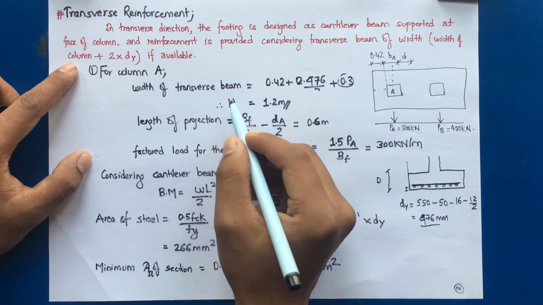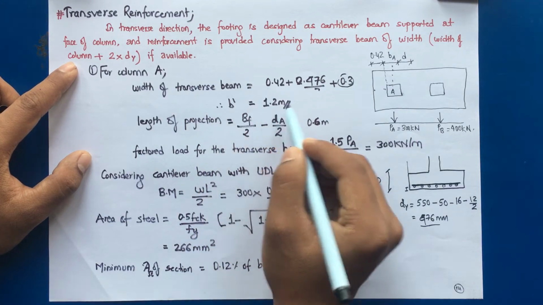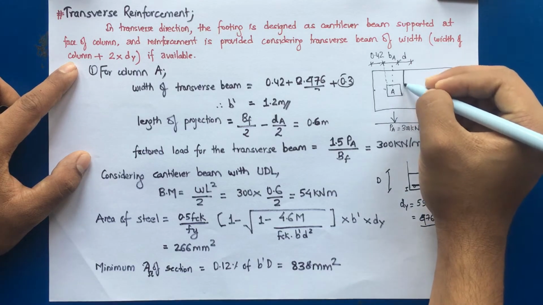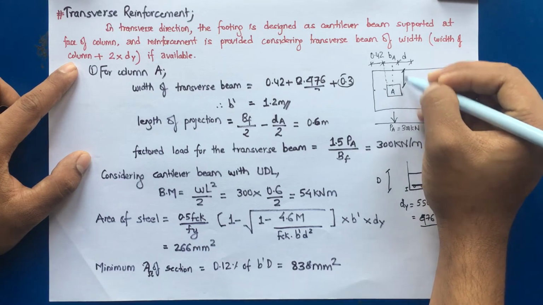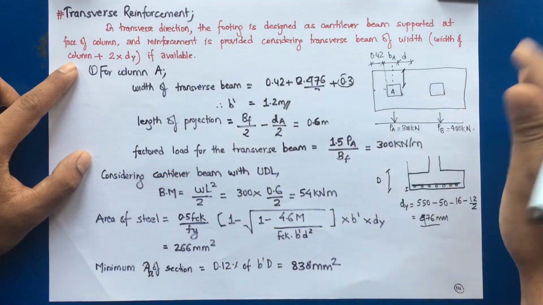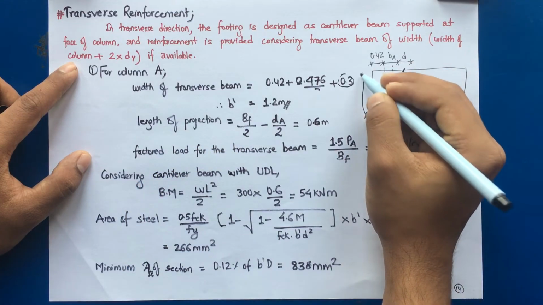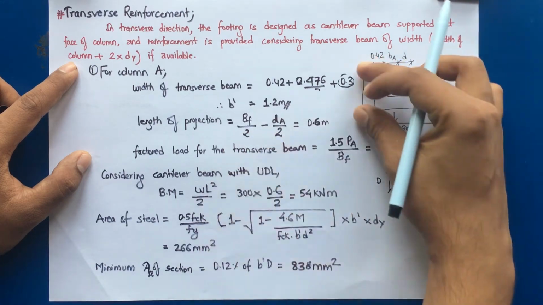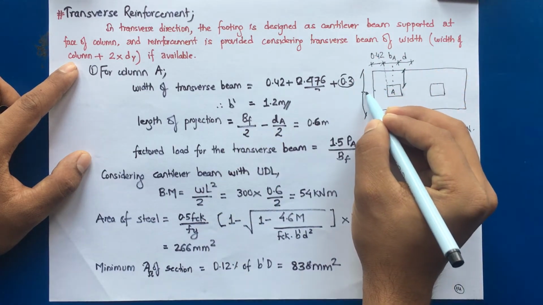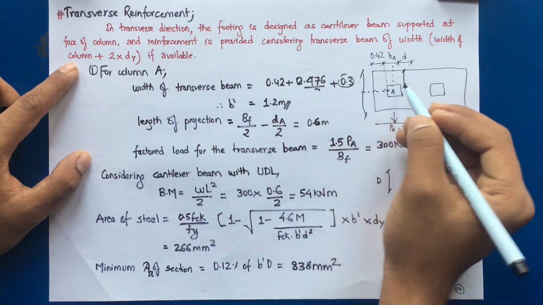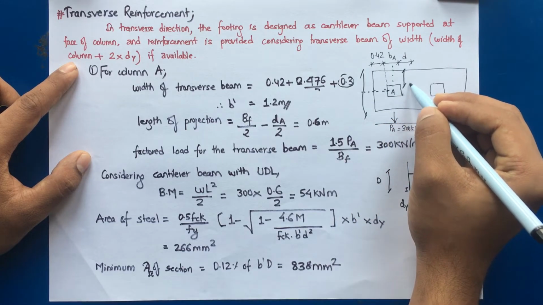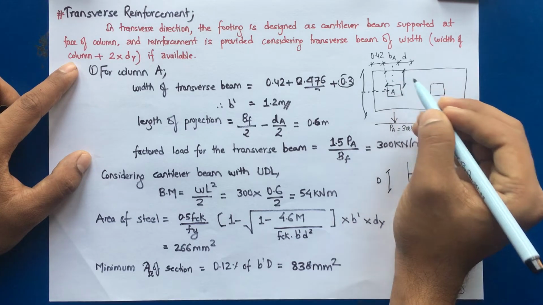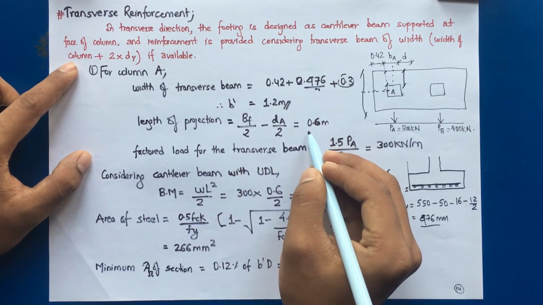So the width of the transverse beam b dash is equal to 1.2 meter, and similarly the length of projection, so the projection is this, it will be equal to b_f minus d_A divided by 2, or we can say b_f divided by 2 up to this point, minus depth of column A divided by 2, we'll get this much. So this comes as 0.6 meter.